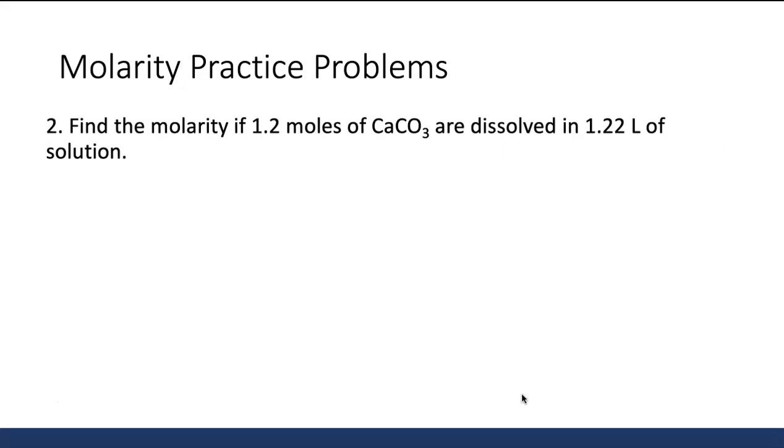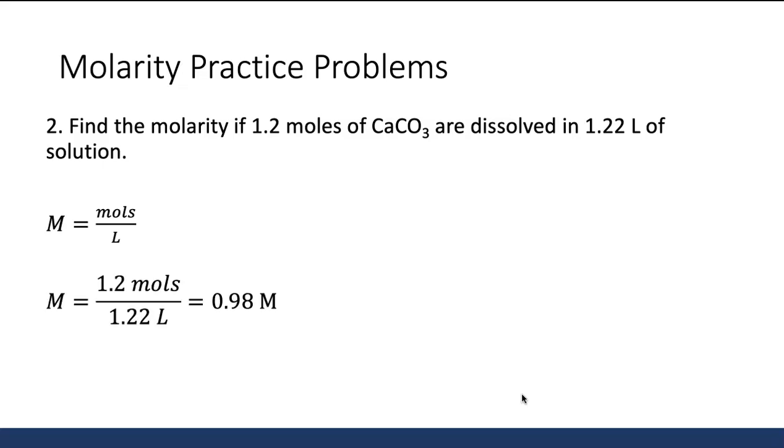All right, number two. Find the molarity if 1.2 moles of calcium carbonate are dissolved in 1.22 liters of solution. Again, I'll use my same equation. M equals moles per liter. I will plug in 1.2 moles divided by 1.22 liters, and I should get 0.98 molar solution. All right, make sure you are writing these down. You will need to submit these in the Google form later.